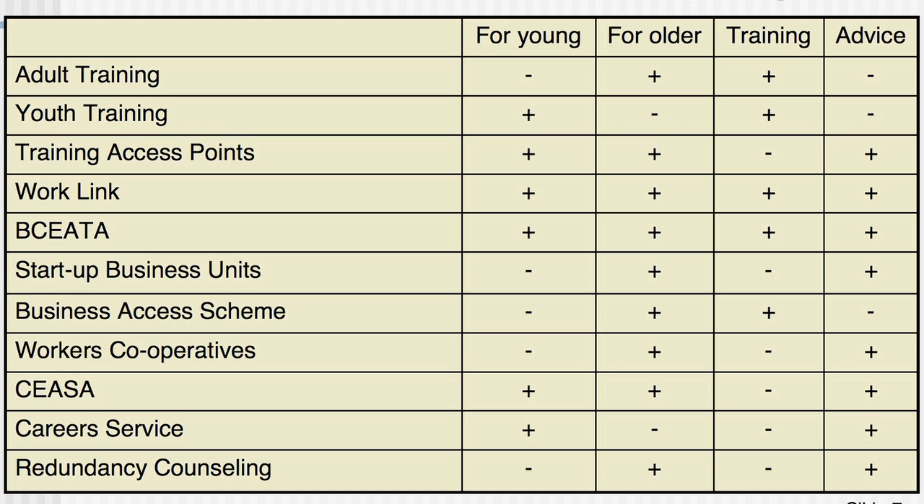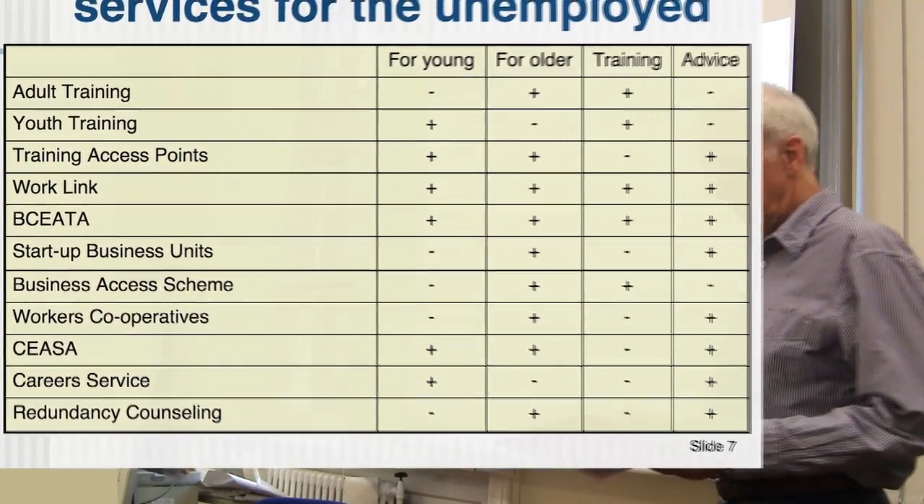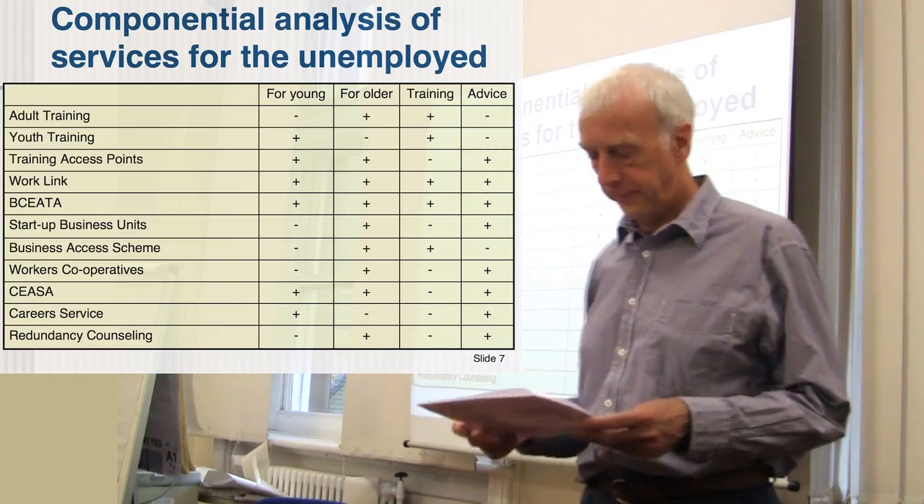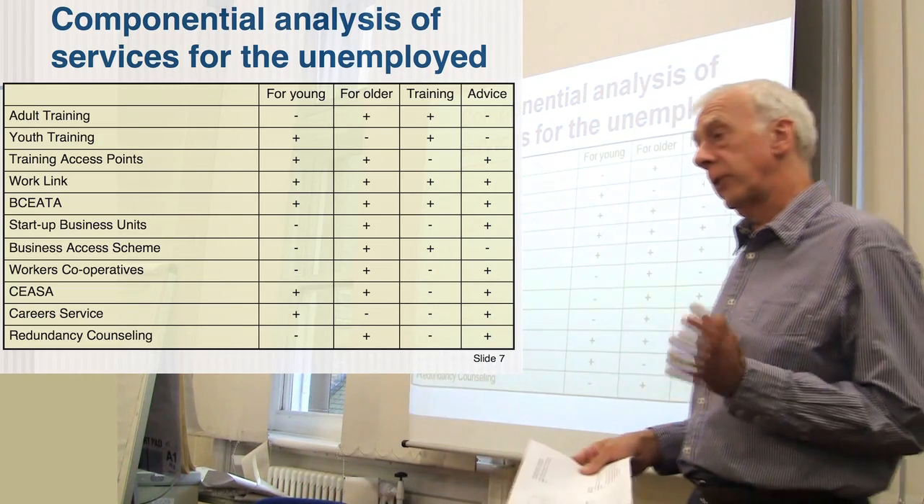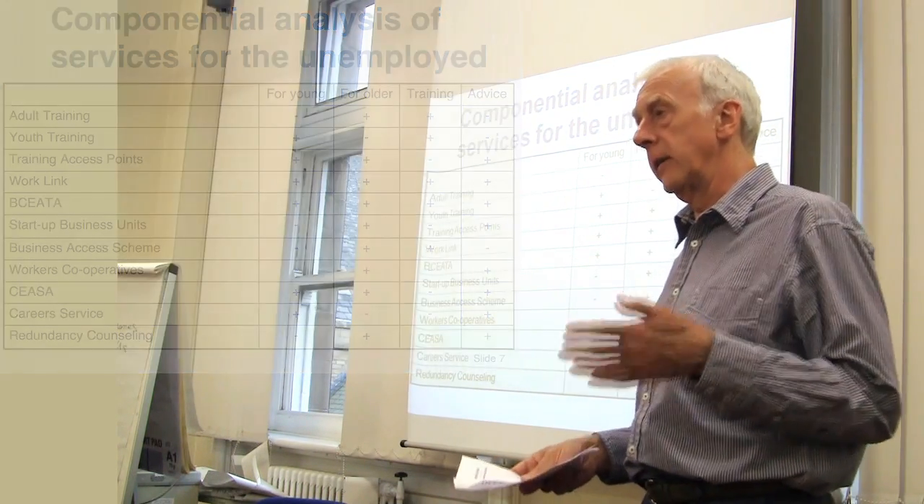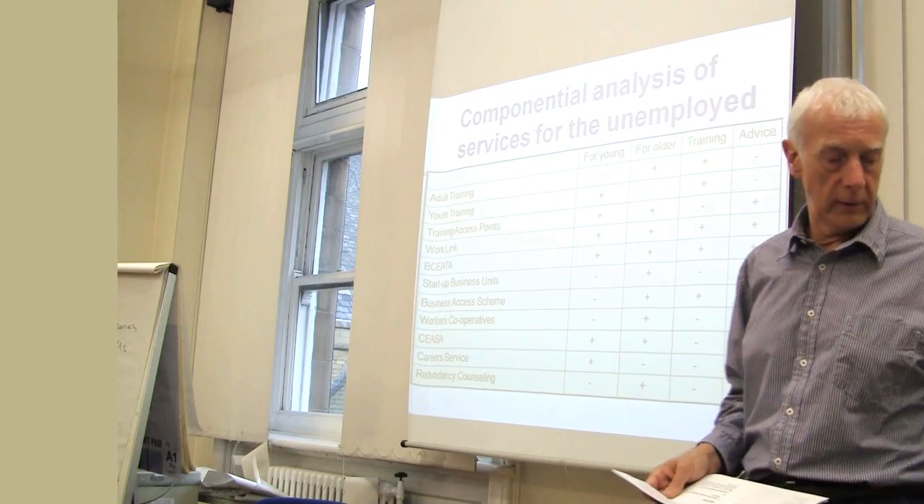So it's a way of finding what's missing, or of fitting things into a schema, to know, for example, that training access points, work link, and BC all aim at all ages, along with the CRs, but other things don't. Either because they're named like career service and meant for that, or youth training. So it's a way of making distinctions. So I suppose the usefulness here is a way of laying things out in a neat form that you can then begin to understand.